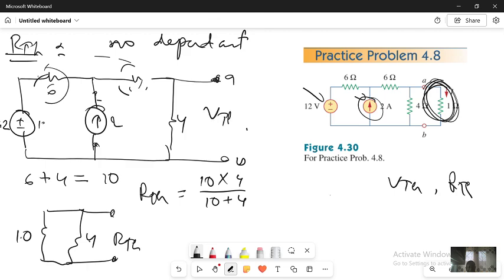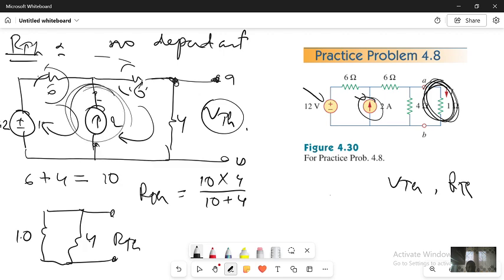Now I have to find the VTH. VTH means VA. How to determine this one? I have different analysis methods that we learned before. Either I use mesh analysis, but we have to remember that in this case we have a current source. Since we have a current source, we'll remove it, because it will be a supermesh. You have to remember. So my circuit is going to be like this one.